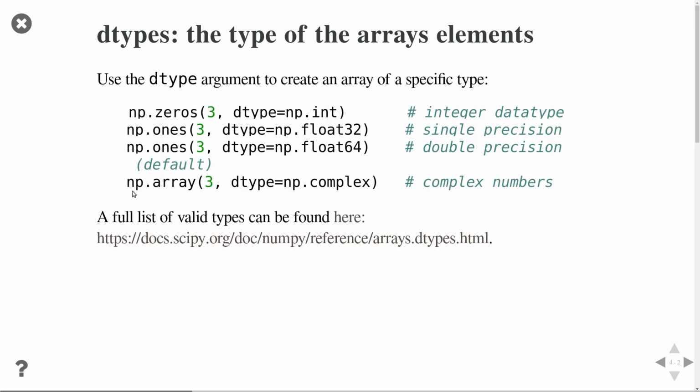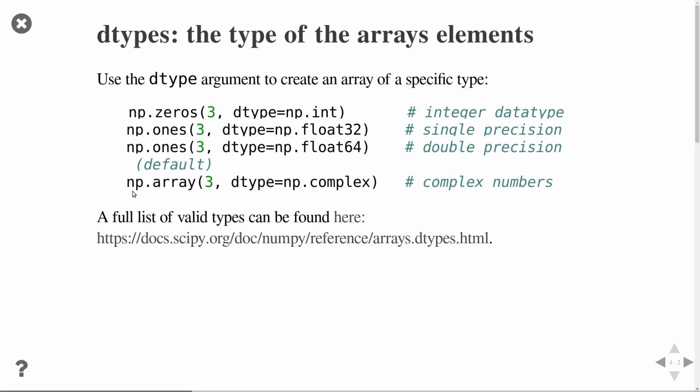So sometimes it's useful to specify exactly which data types you want to work with. And you do that by adding the dtype argument. So for instance, if you know that you're going to operate with integers, you can write np.zeros, length 3, and dtype equals np.int.